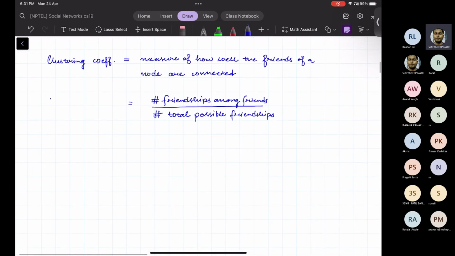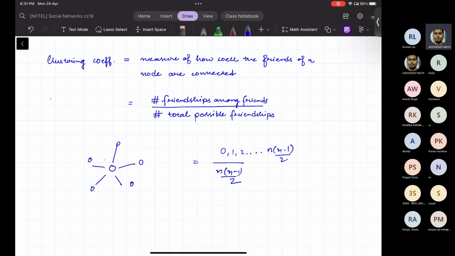You have a node with degree n. And how many distinct values are possible for the clustering coefficient of that node with degree n? Okay, so degree n means you have a particular node and it has n friends. So the denominator would always be n(n-1)/2. And the numerator is the number of edges that can exist between them. So it could be 0, it could be 1, it could be 2, till n(n-1)/2. So you will have n(n-1)/2 plus 1 distinct values for the clustering coefficient if a node has degree n and you have no other information about the graph.